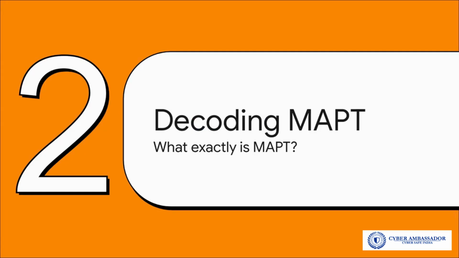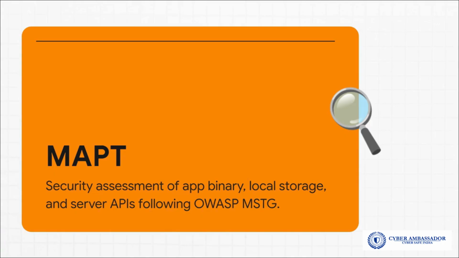Moving right along to Section 2, Decoding MAPT. So, what does mobile application penetration testing actually entail? Basically, it's a highly specialized, totally comprehensive security assessment. But notice the scope here. It evaluates the app's binary, its local data storage, and the external server communications. By rigorously following the OWASP Mobile Security Testing Guide, the industry standard, it looks at both the client-side app on your actual phone and the server-side APIs powering it from the cloud. It's a full 360-degree evaluation.